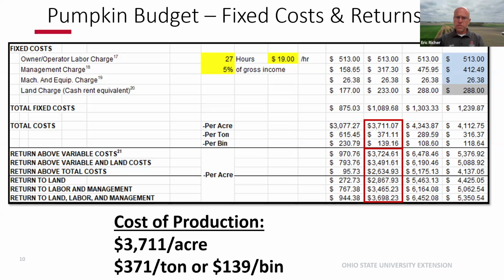The last line items on the front page are return above variable costs, and the return above total costs, which is probably the most popular line. And so you can see on an average yielding pumpkin situation, the return above variable costs is approximately $3,700, and the return above total costs is approximately $2,635 per acre. All of these return above numbers at the bottom 6 lines are all on a per acre basis.